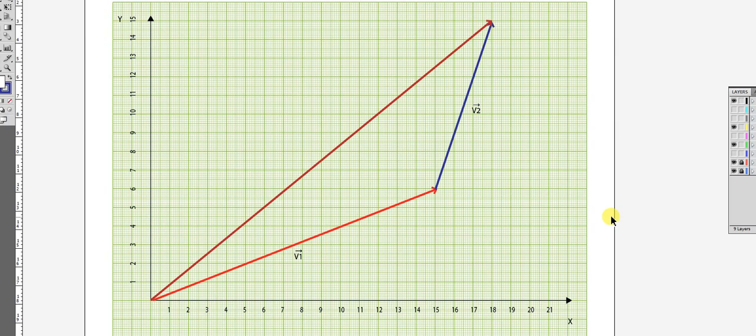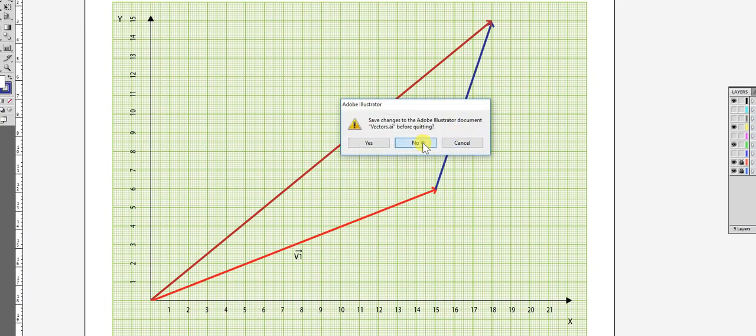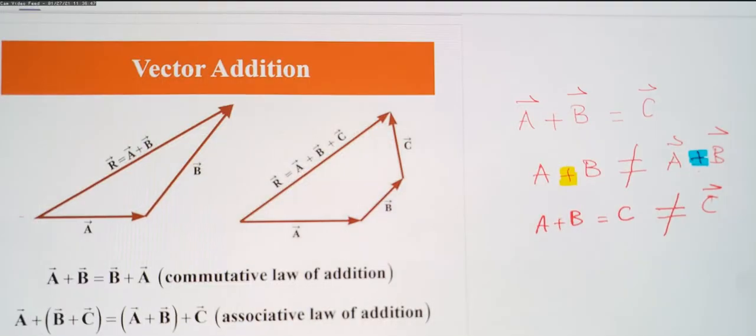If that is clear, then I will answer your friend's question. He said, is there another way besides drawing? Yes, there is. So let me just reset this file. I will close it, open it again to answer your friend's question. Bear with me.